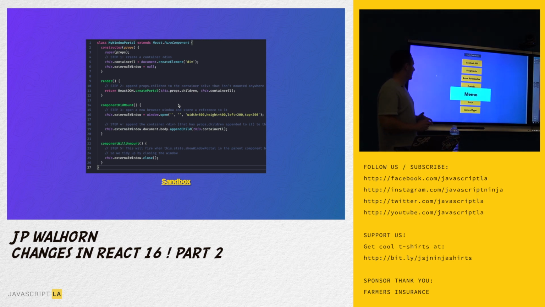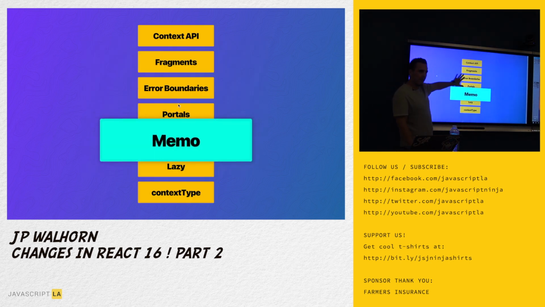Next. Alright, that's portals. But this is old stuff. This was a couple months ago. Just kidding. No, but this has been introduced a little bit ago. Context API was, I think, 16.3. We're at 16.6 right now. Error boundaries came with 16.0, got improved throughout and so on. Memo, lazy, and context type.